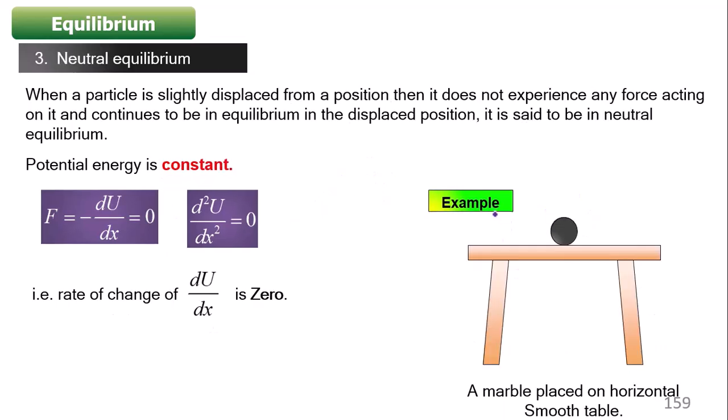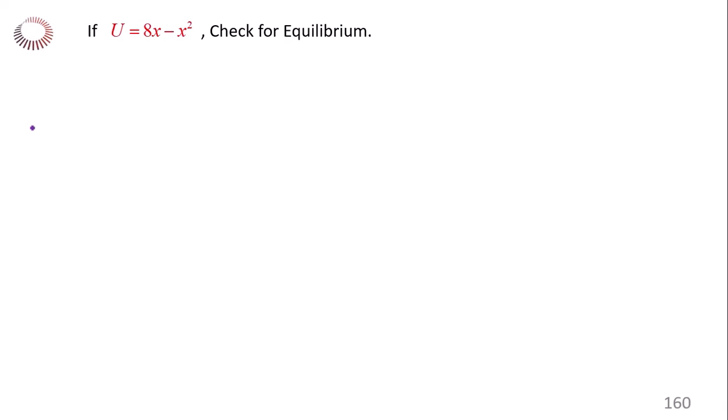And for the neutral, du/dx will be equal to 0 and the second derivative will also be equal to 0. So a marble placed on a horizontal smooth table, if I displace it, I cannot identify what the new position is. Both positions seem to be the same to me. That type of equilibrium is known as neutral equilibrium. In neutral equilibrium, the potential is always constant because it becomes a straight line. So based on these three concepts, we define the equilibrium, and let us check for equilibrium.